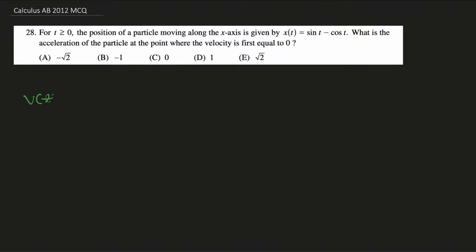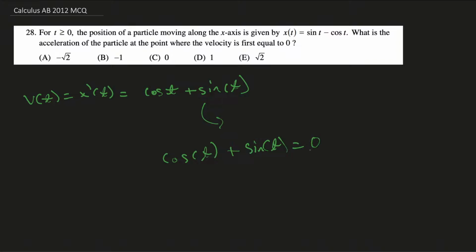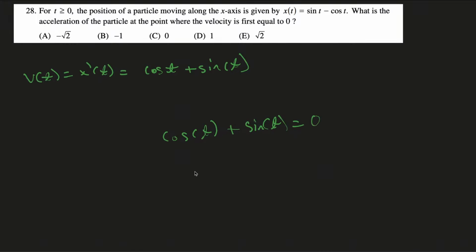The velocity of the particle is equal to the derivative of its position with respect to time. If I take the derivative of sine, that's cosine of t. The derivative of negative cosine is positive sine of t. If I figure out where this is equal to 0 first, cosine of t plus sine of t is equal to 0. You know that this happens when cosine of t equals negative sine of t.